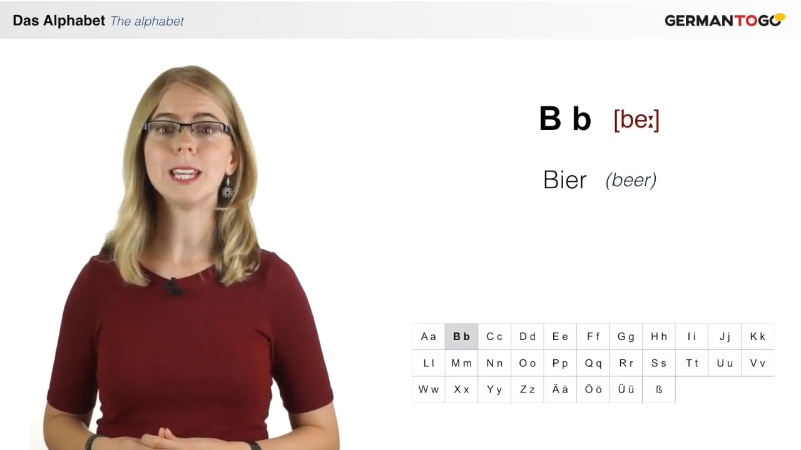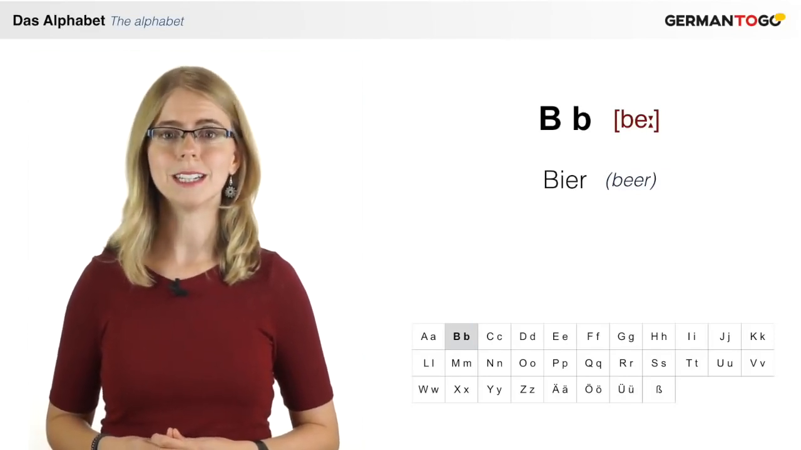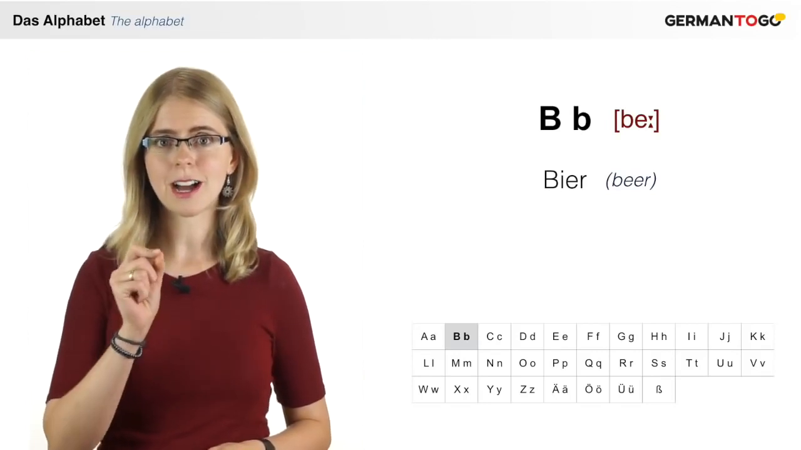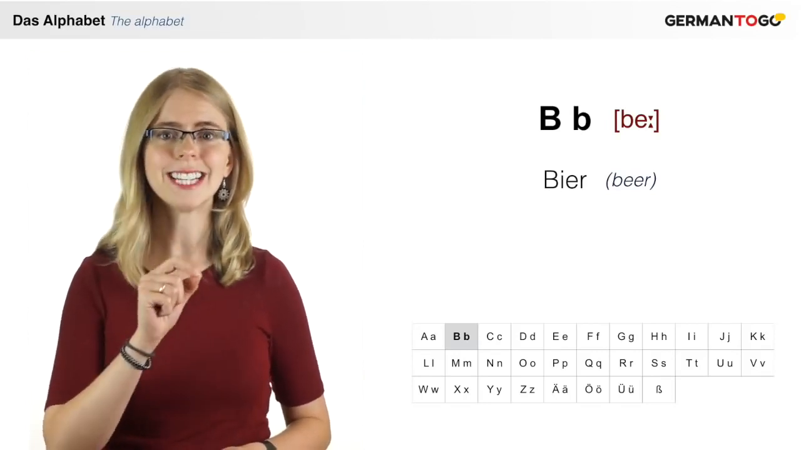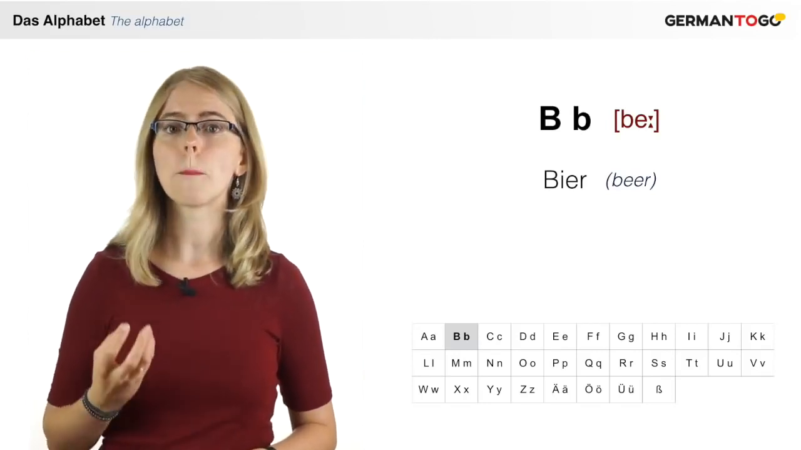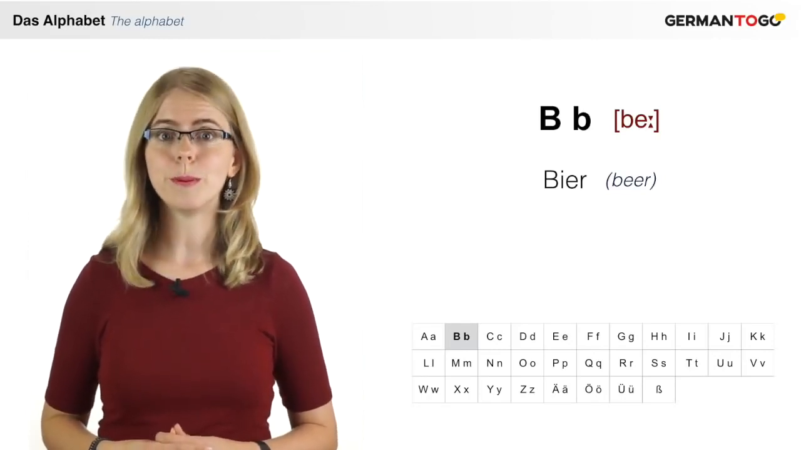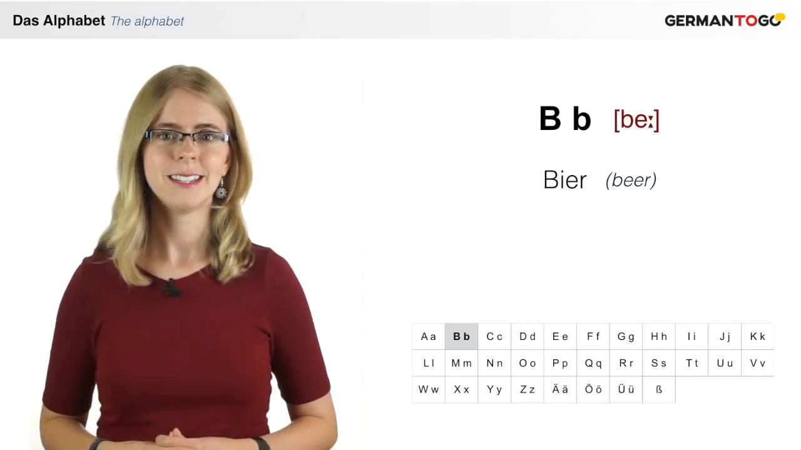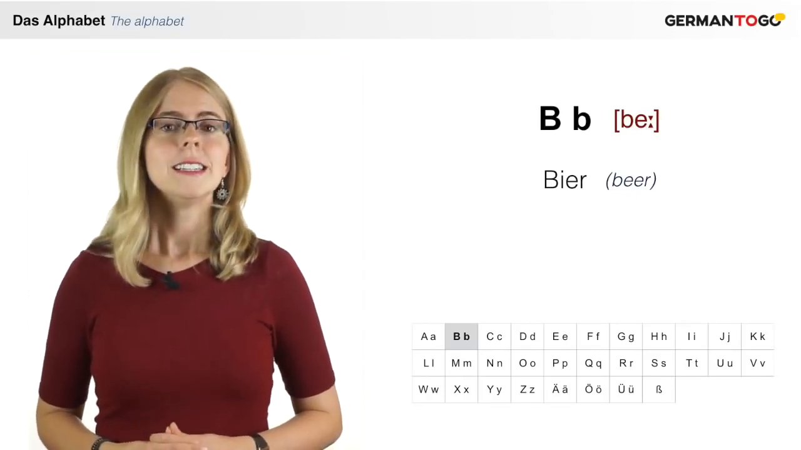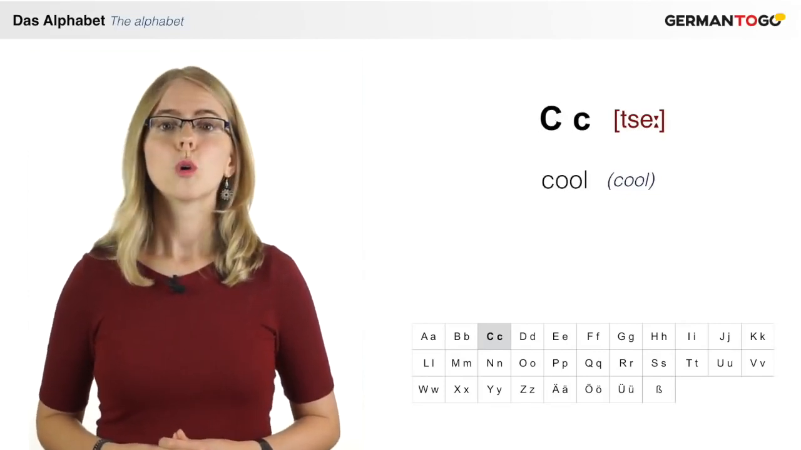B. Bier. When you have the combination I, E, it's a long E sound, yeah? So Bier. B, Bier. C, cool.